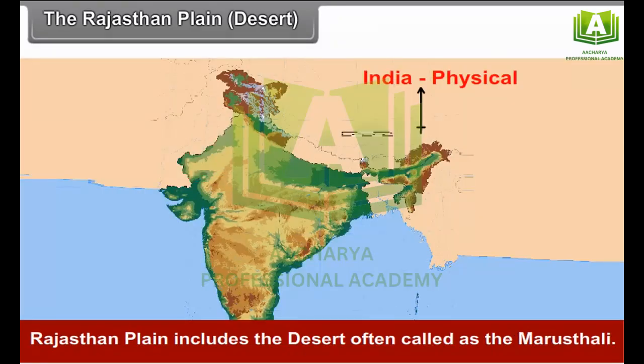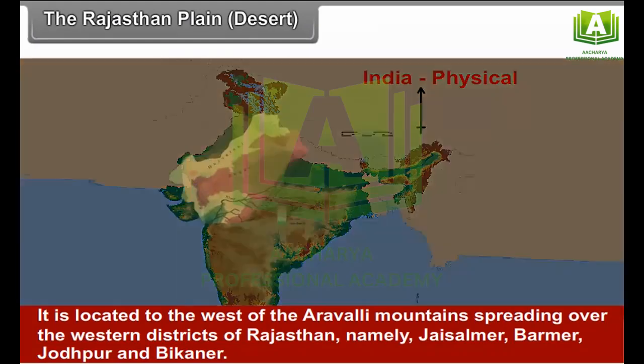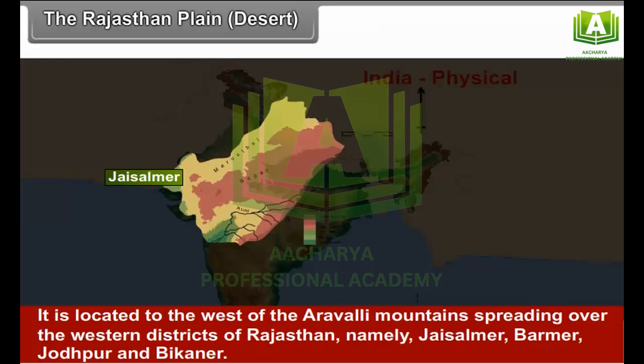Rajasthan Plain includes the desert often called the Marusthali. It is located to the west of the Aravalli Mountains, spreading over the western districts of Rajasthan, namely Jaisalmer, Barmer, Jodhpur and Bikaner.